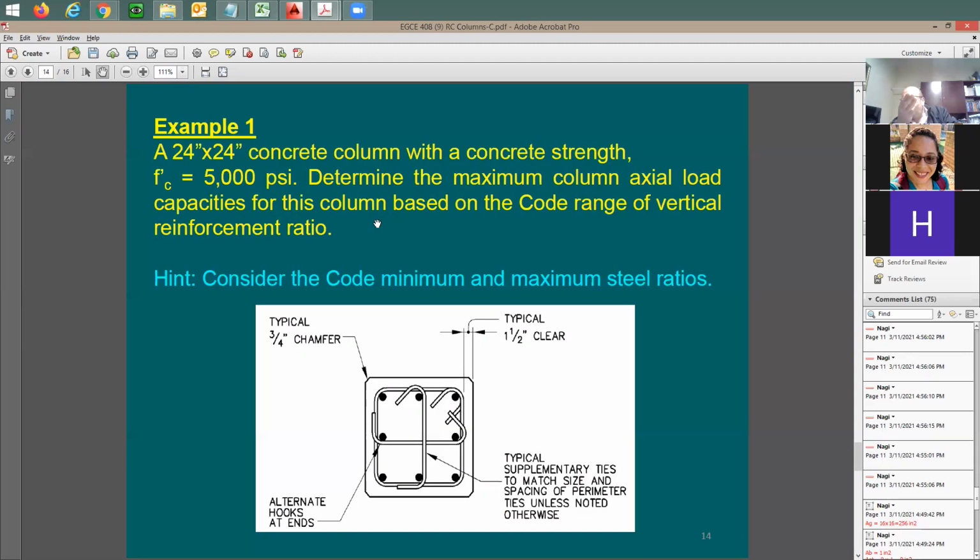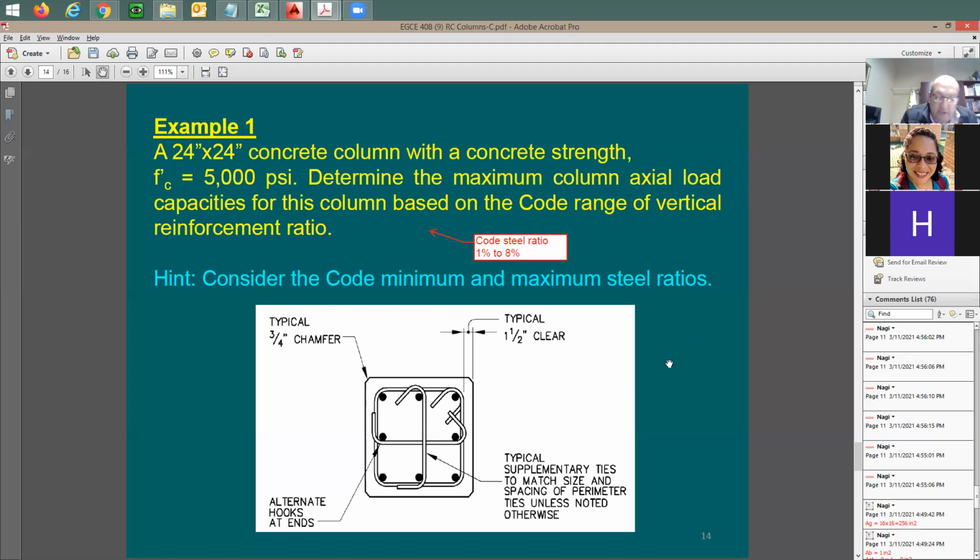So I need to explain to you why I'm doing this. What is this code range of vertical ratio? The vertical steel ratio is what? Anyone remembers? Anyone knows? From 1% to what? Yeah? 1 to 8. To 8%.